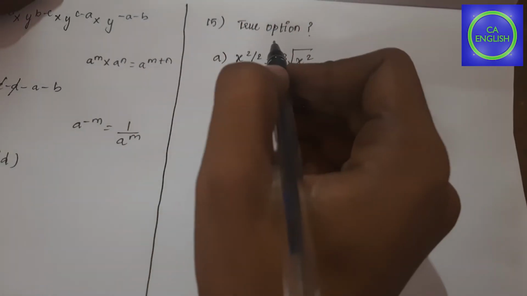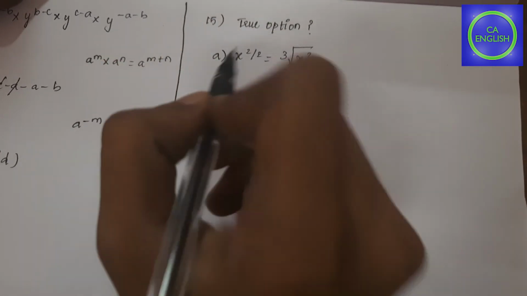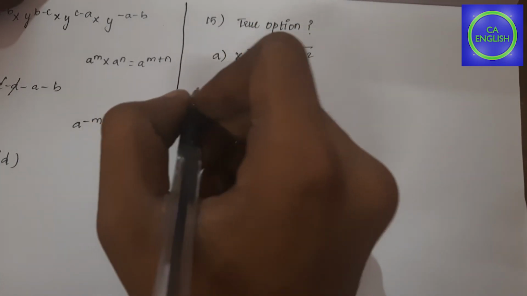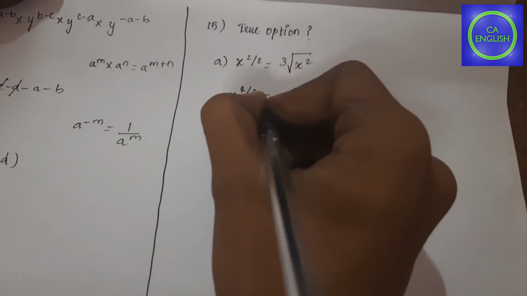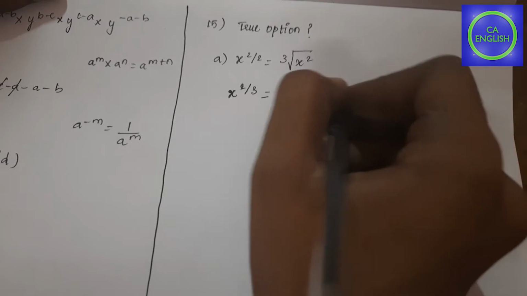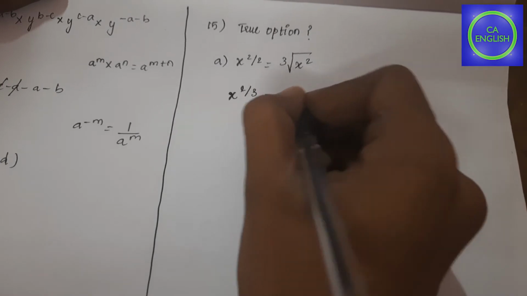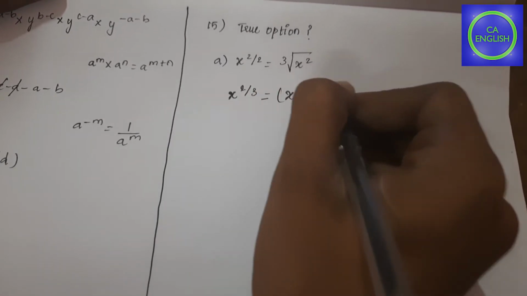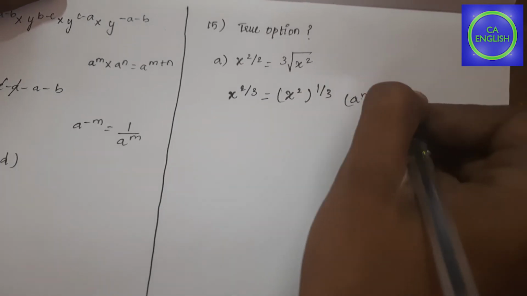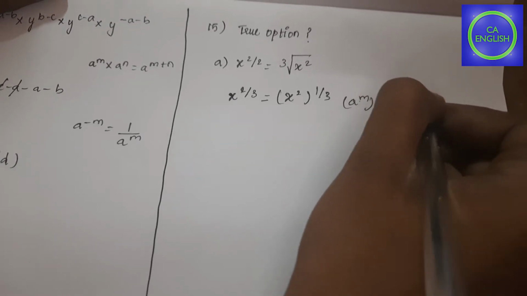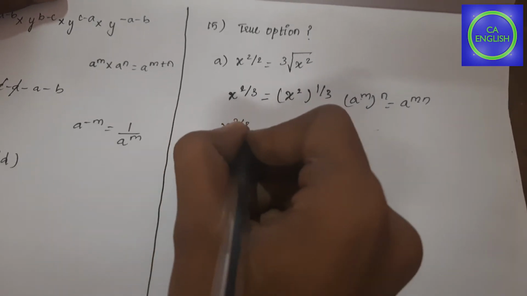They are asking what is the true option. We can find the true option by solving all the options. First we are going to solve option A. Now solve option A: x power 2 by 3. We can write this as cube root of x square, that is (x square) the whole power 1 by 3. Now we are going to use one law: (a power m) the whole power n is equal to a power m into n. We are going to use this law. Now just write it as the law is given.